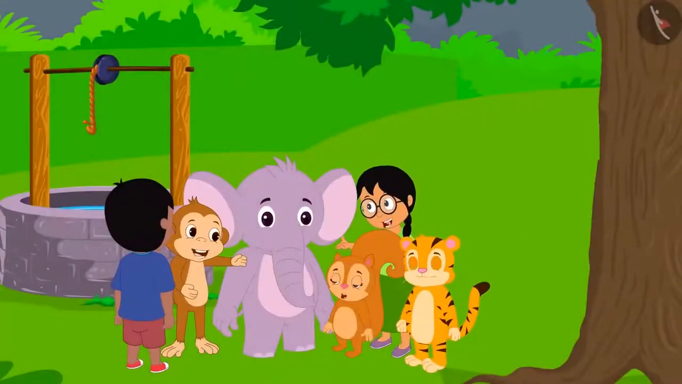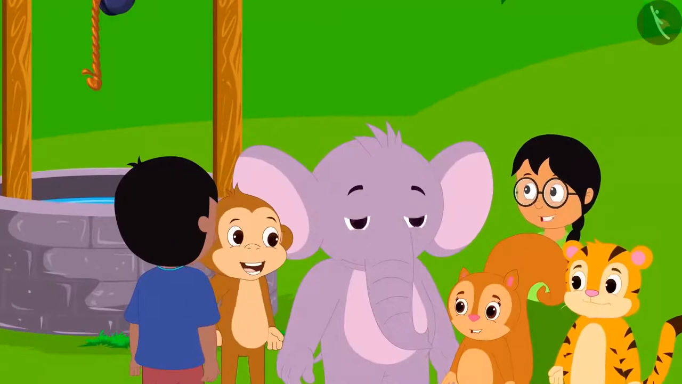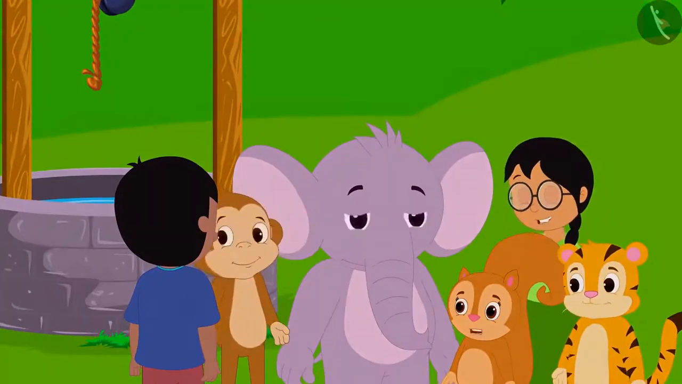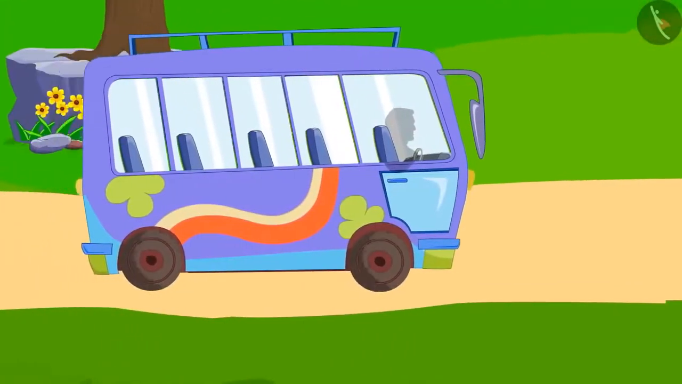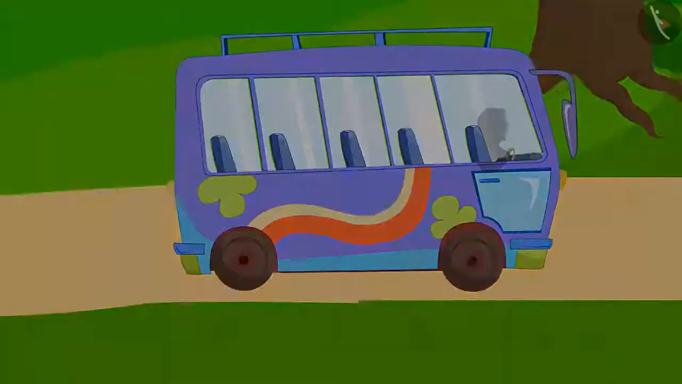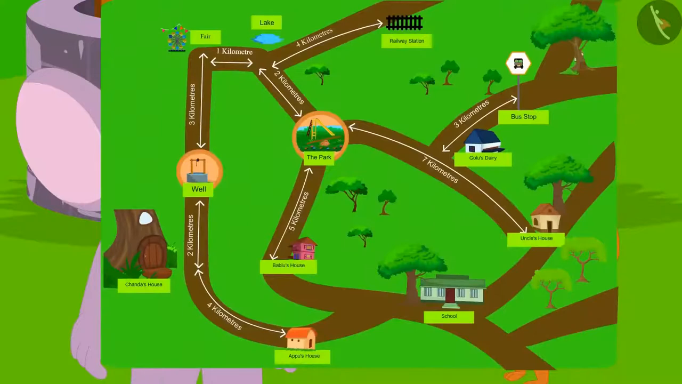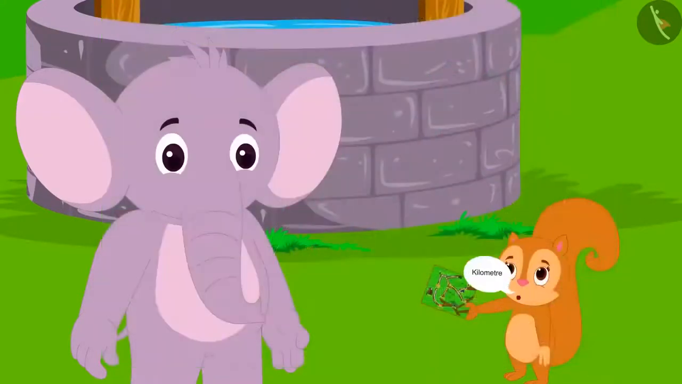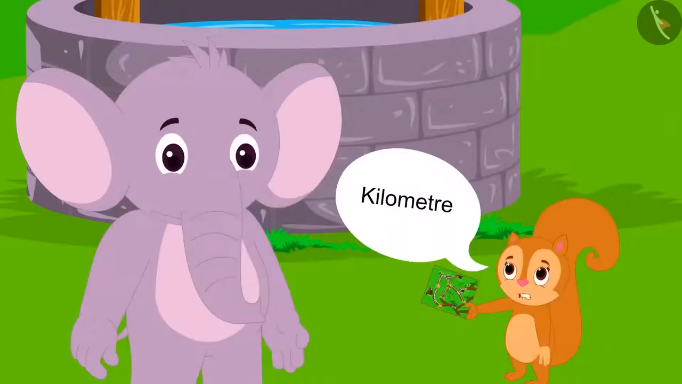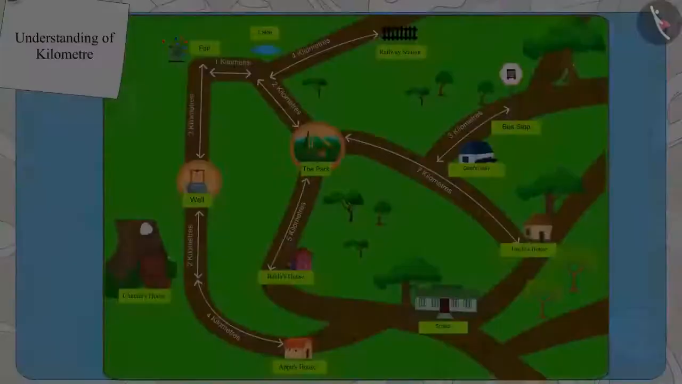The next day, all the village people gathered near the well. There was some time left for the bus to arrive. Chanda then showed Appu a map of his outing and asked him to tell her more about the kilometer.